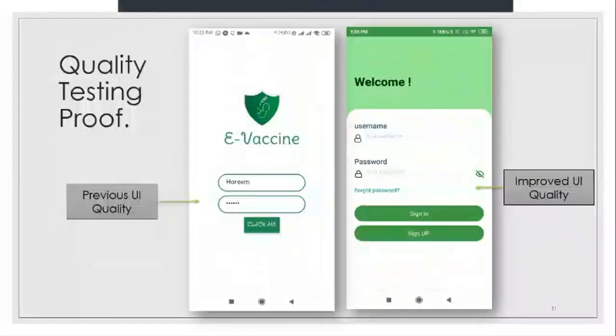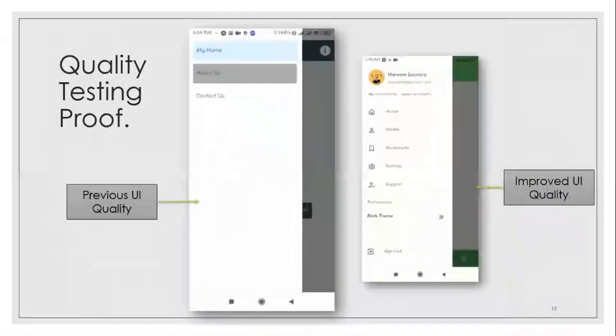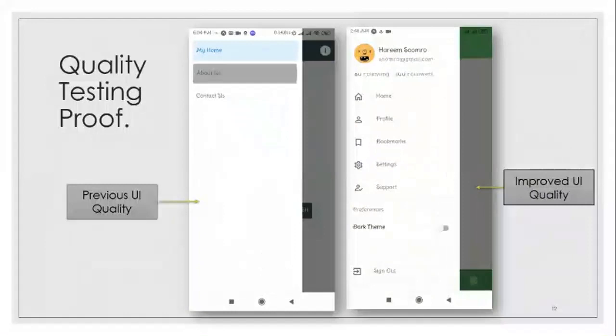Here you can see at my left side the draft of the initial application, and at the right side we have improved the quality of the UI in our application. The slides also represent the previous and improved version of our application.